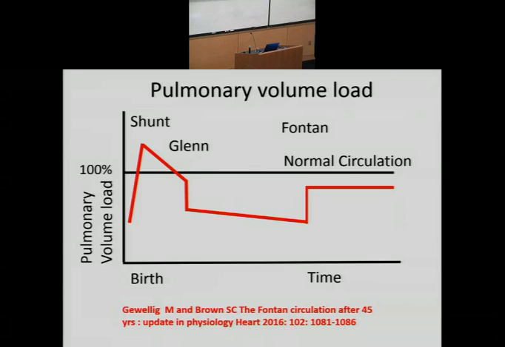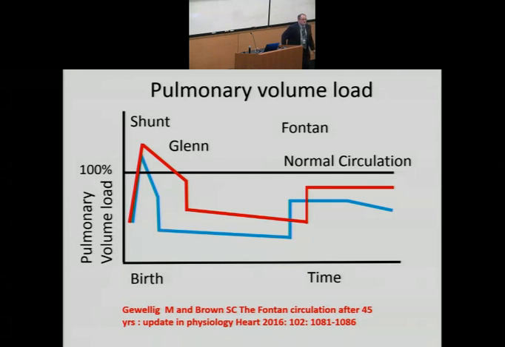If we take single ventricle anatomy, a shunt is done. They try to limit the amount of pulmonary flow by the size of the shunt. By the time the Glenn occurs, there's a drop in pulmonary flow. Then it's augmented again with the Fontan, and it's never really back to normal. It's always a little bit less just because of that stasis.